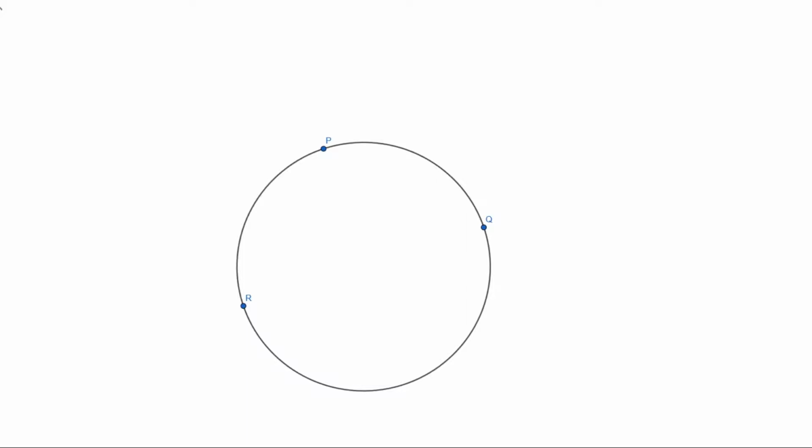This situation is usually described by starting with the triangle that has P, Q and R as its vertices, and talking about the circle that passes through all of the vertices of the triangle. This circle is called the circumcircle of the triangle, and the centre of that circle is called the circumcentre of the triangle.